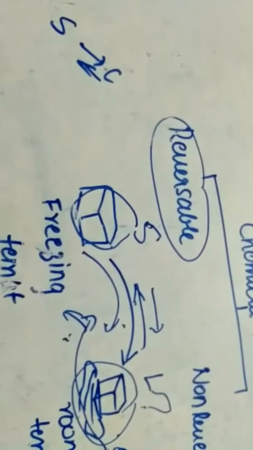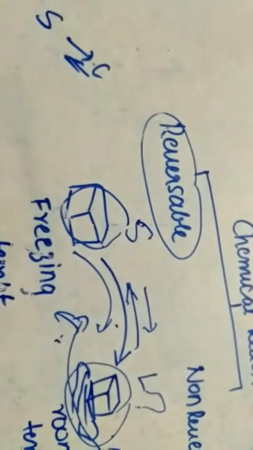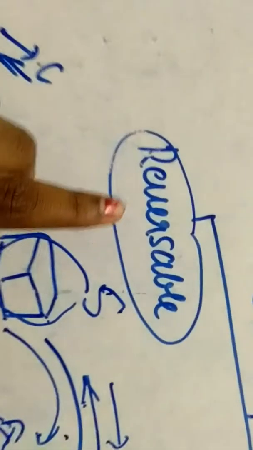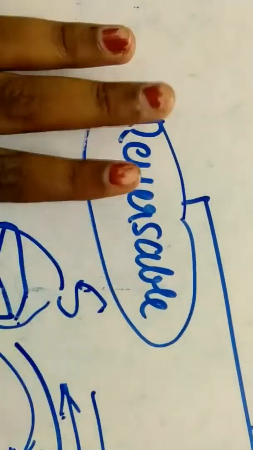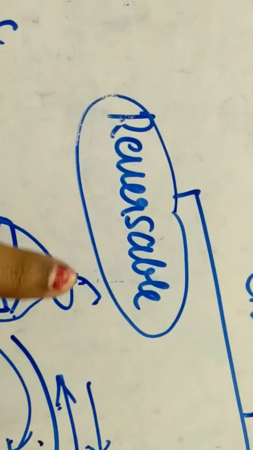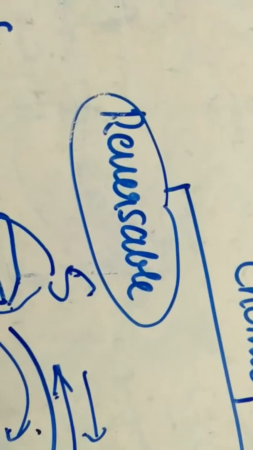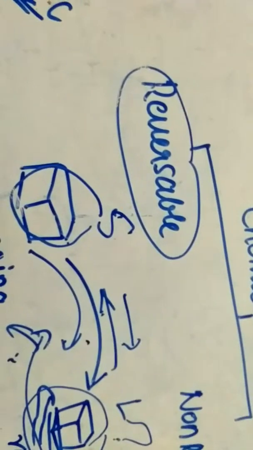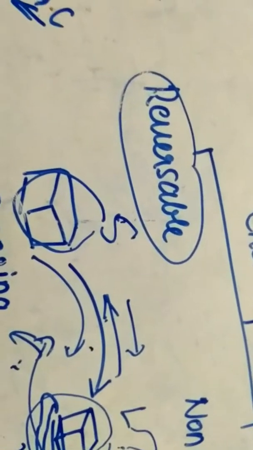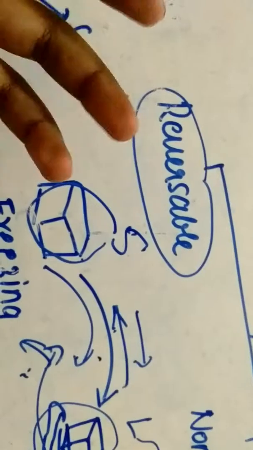And guys, just remember, whenever we are talking about equilibrium, we'll always be speaking about reversible reactions only. We don't consider non-reversible or irreversible reactions. Let us take a quick example of a non-reversible reaction. What is this non-reversible reaction? It is something which cannot be reversed.